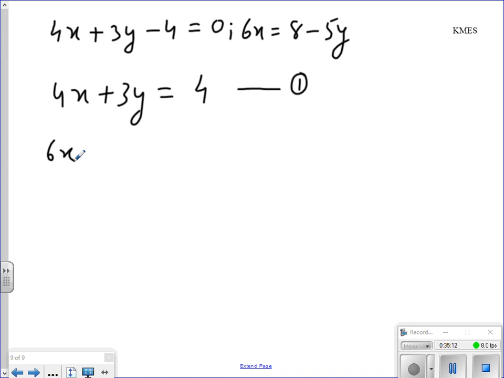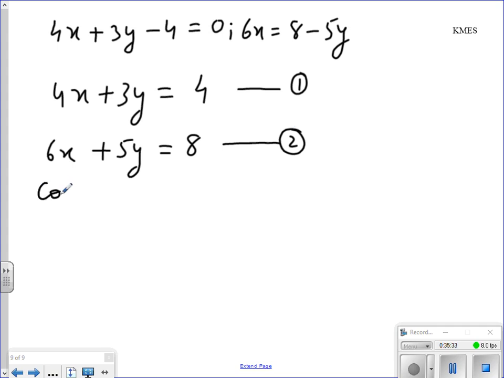Same thing for the second case, we have 6x minus 5y comes from the other side, that becomes plus 5y equal to 8. That will be equation number 2. So step 1 completed. We have written the two equations in the form ax plus by equal to c.